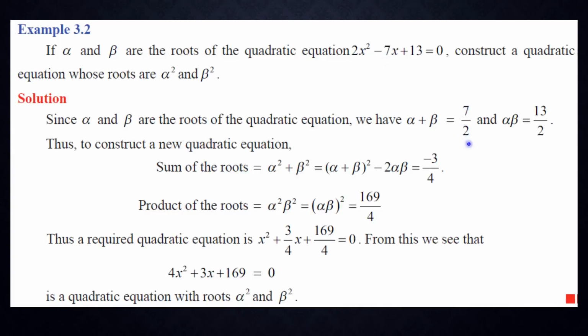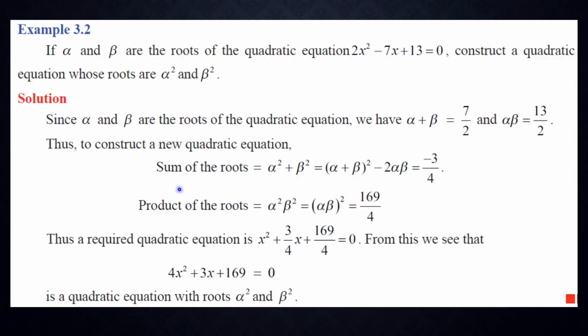So we will get 7 by 2. And the product of the roots formula is c by a. Here c value is 13, a value is 2. So 13 by 2. Now we are going to construct the equation for alpha square and beta square.